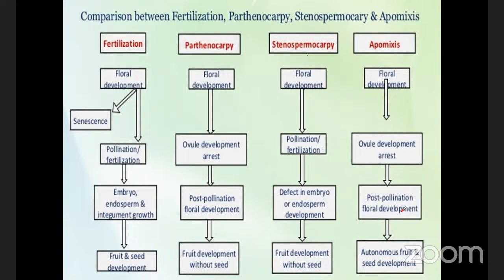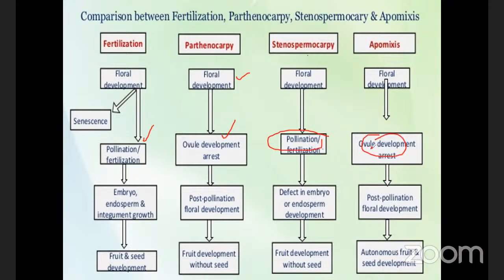You see the difference between normal fertilization, parthenocarpy, parthenogenesis, and apomixis. Floral development takes place in parthenocarpy, fertilization, and apomixis. But pollination and fertilization take place in normal fertilization. Here, fertilization will be stopped and ovule development will be arrested. Here, in pollination, fertilization will take place. Here, ovule development is arrested, even in apomixis and parthenocarpy, in both.